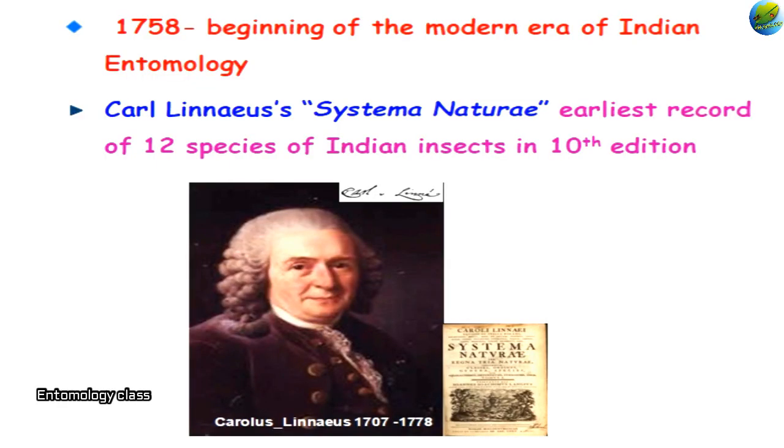Let me show you some of the milestone events in the history so that we can get the whole idea about the entomology's history in India. So it all started after the recognition of Indian insects after 1758, when Carolus Linnaeus came up with the Systema Naturae. In his 10th edition, he has mentioned 12 species of Indian insects.